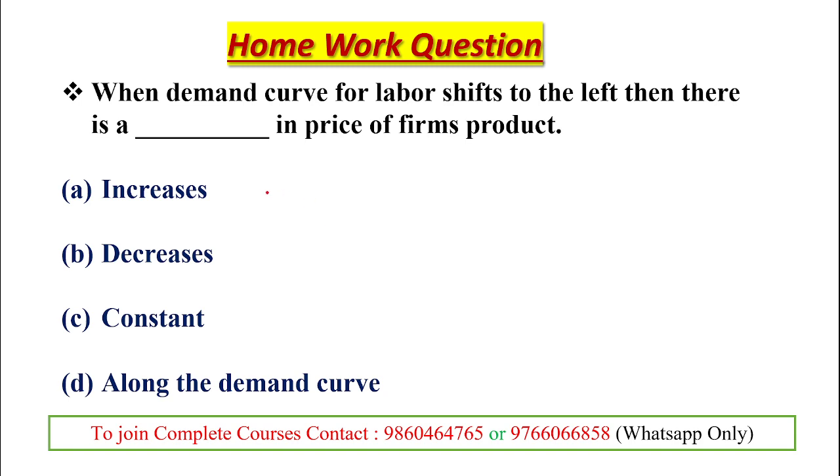And this question is yesterday's homework question. The answer: when the demand curve for labor shifts to the left, then there is an increase in the price of the firm's product. So the labor curve shifts to the left, meaning labor is decreased or the labor supply is low. So what happens to the price of the product? Does it increase, decrease, stay constant, or move along the demand curve? When the labor supply is lowered, that means there is less labor, so the product becomes more valuable and its price is higher. So the price will increase. So when the demand curve for labor shifts to the left, the price of the product will increase.